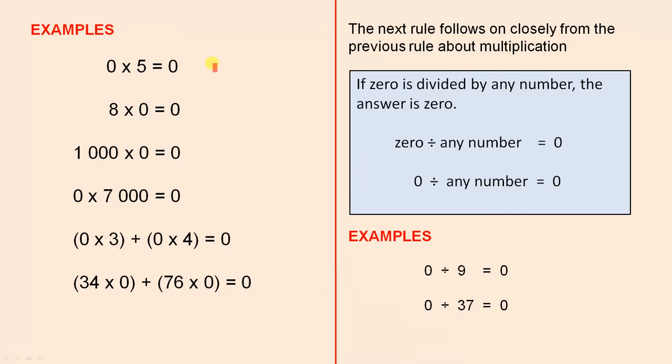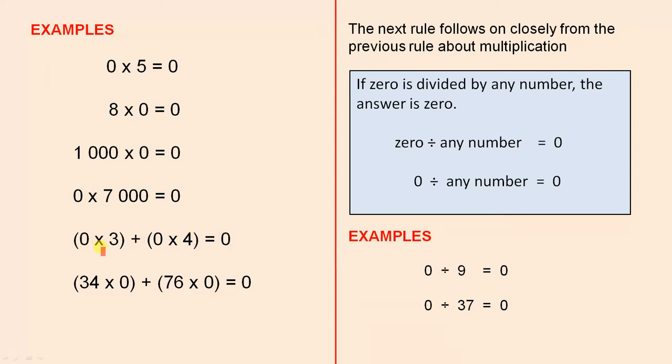Now let's look at some examples. 0 times 5 equals 0. 8 times 0 equals 0. 1,000 times 0 equals 0. 0 times 7,000 equals 0. 0 times 3 plus 0 times 4 equals 0.